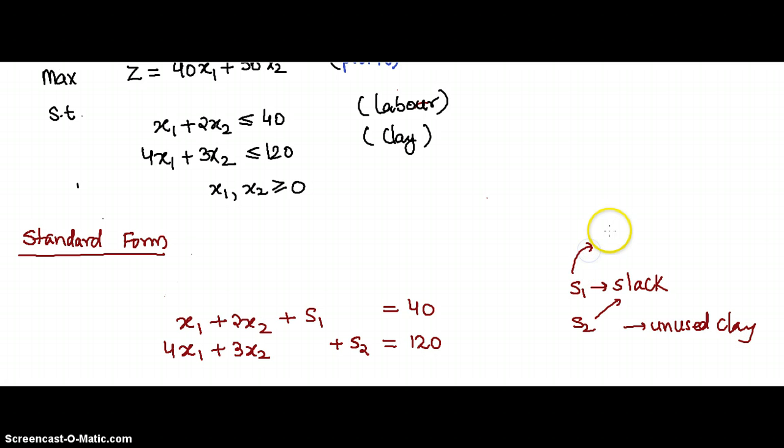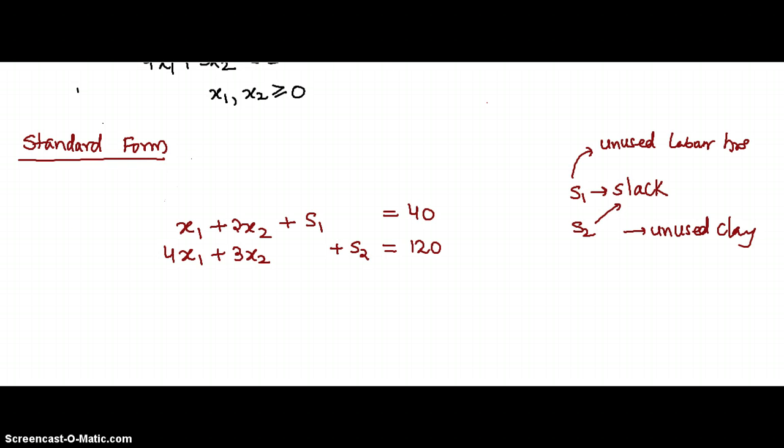What was s1 representing? s1 is representing unused labor hours. Now these slack variables s1 and s2 are added in such a way that s1 and s2 should be greater than or equal to 0. And we were already having the variables x1, x2 greater than or equal to 0. So we will have in total x1, x2, s1, s2 greater than or equal to 0.